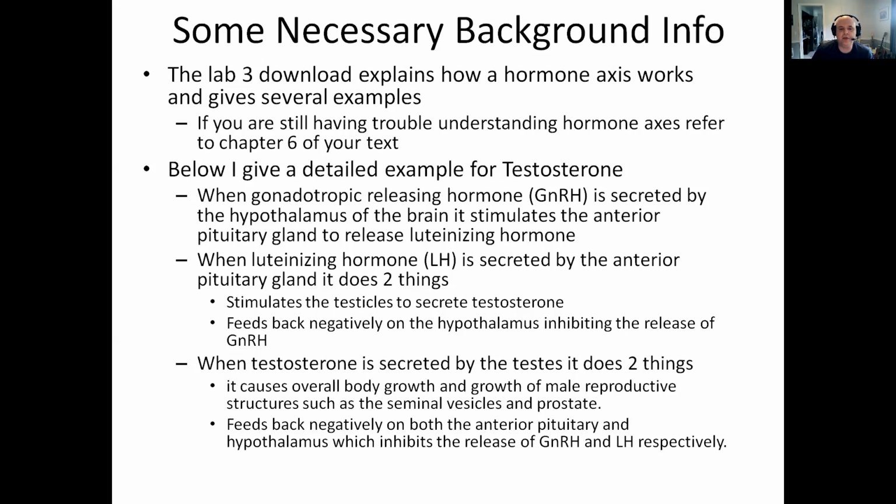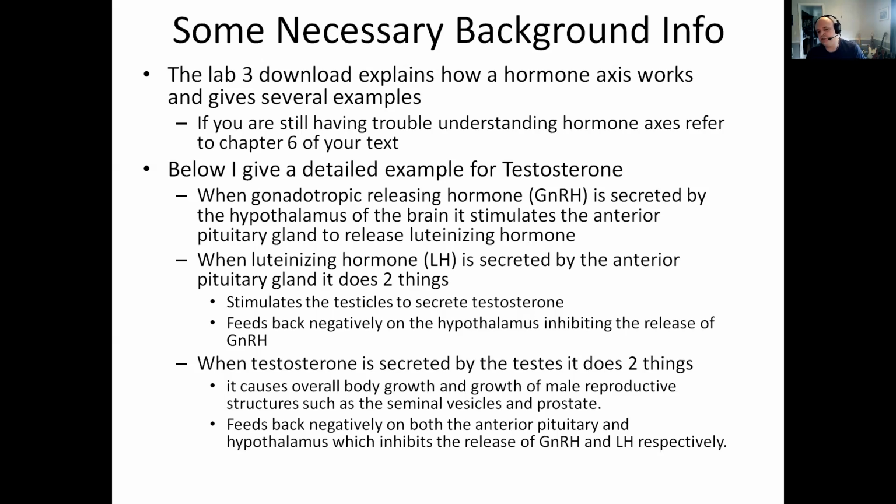Well, the hypothalamus is connected by a stalk to the anterior pituitary. It secretes what's called gonadotropic releasing hormone. And that releasing hormone will travel from the hypothalamus down the stalk through the blood supply and then latch onto cells in the anterior pituitary. Those anterior pituitary cells will then secrete luteinizing hormone and follicle stimulating hormone, but we're not talking about that one. So we're just going to stick to luteinizing hormone.